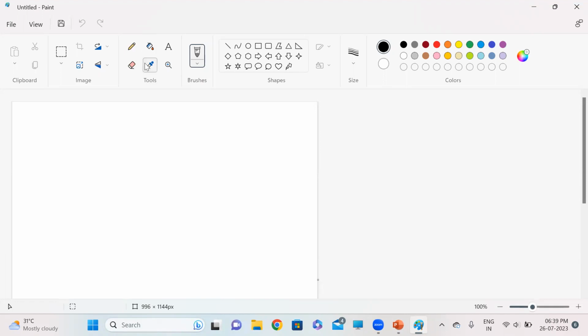So where is our pen? Okay. White. Actually, it's not working here.